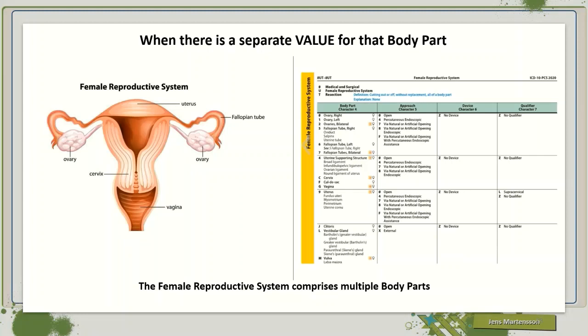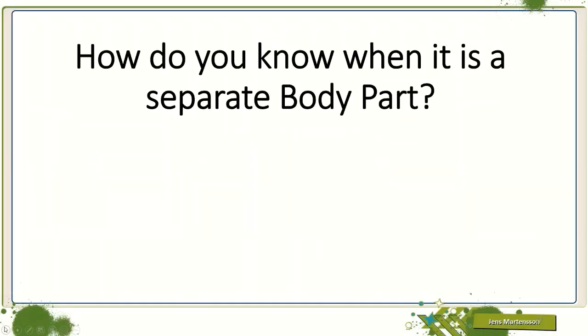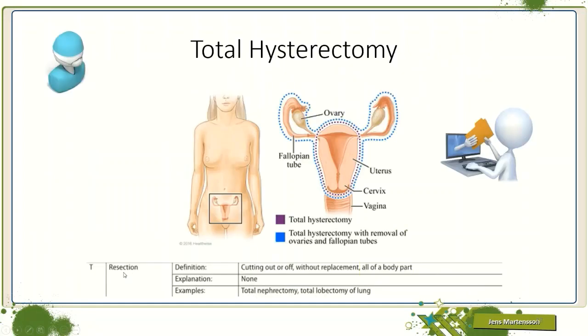All right. So I saw someone in here say, hey, what's the difference between excision and resection? I don't have it up here, but let me just tell you the difference. If you put them side by side, a resection is cutting out or off, without replacement, all of the body part. Excision is a portion of the body part, okay? So a portion could be just a snippet. That's a portion, right? So resection is cutting out without replacing all, and excision is a portion.